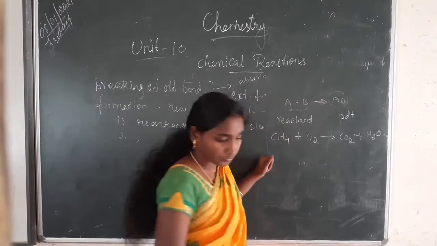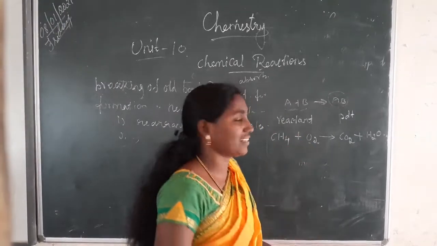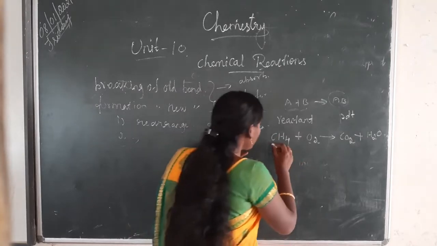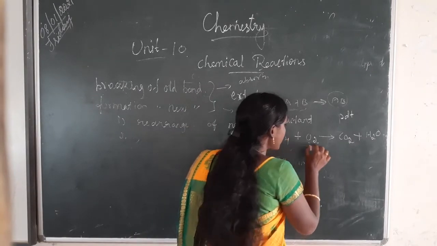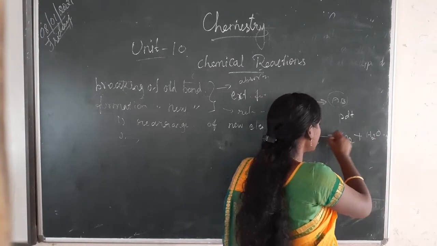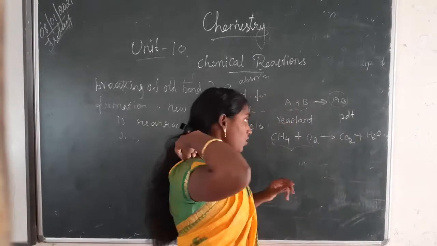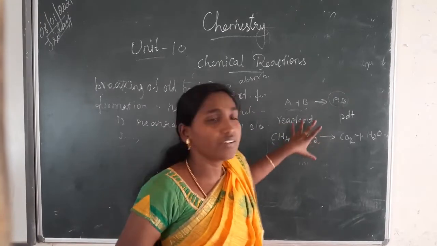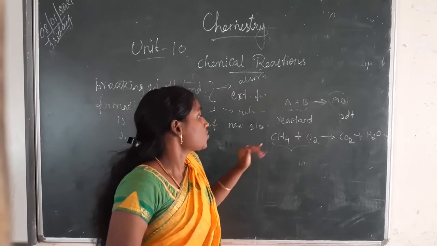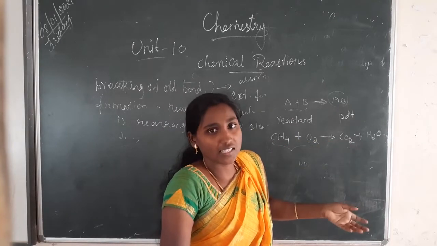Now see, it is not balanced. This equation is not correct. Here one more thing: the left side is called the reactant and the right side indicates the product. This is the direction of the reaction. So this equation is not right. How can you say it is not right? Because it is not balanced, right?